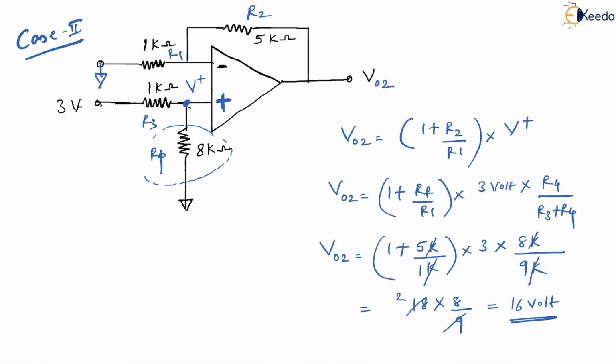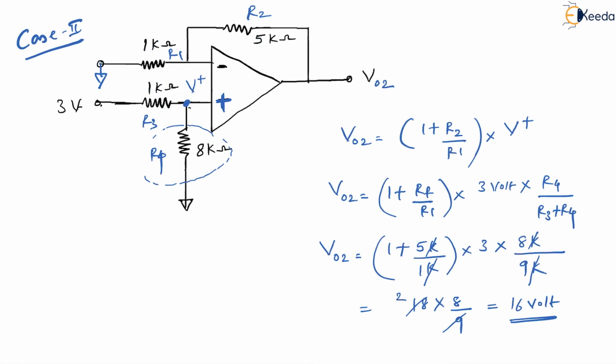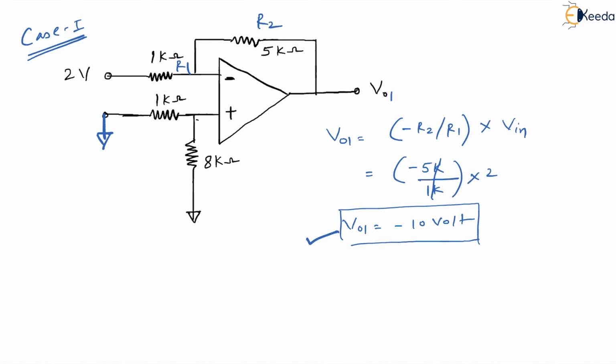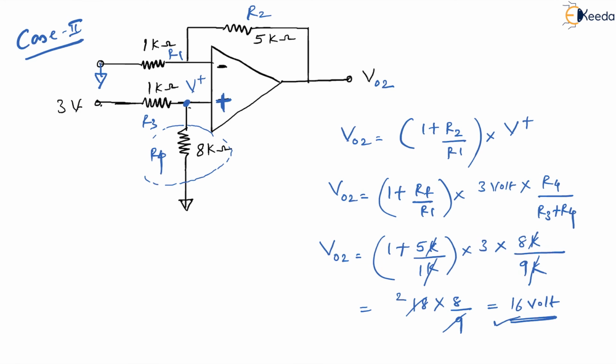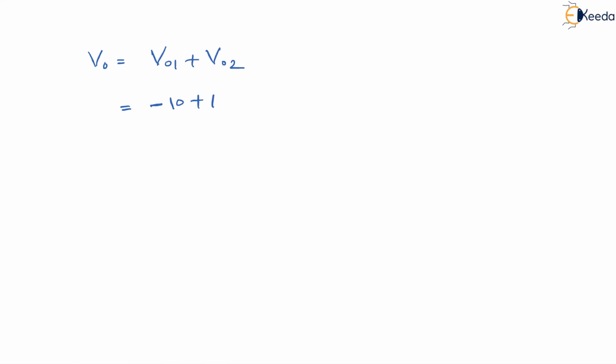I'm sure you have understood this. Finally, what I have to calculate is V effective. So V0 is actually V01 plus V02. Let me go back and check what V01 and V02 are. V01 is minus 10 and V02 is 16. So it is minus 10 plus 16. So V0 comes out to be how much? It is 6 volt.